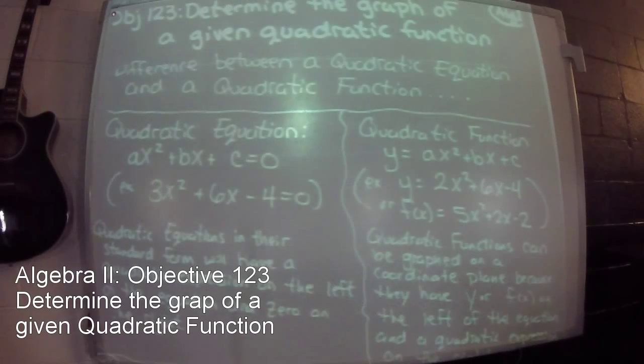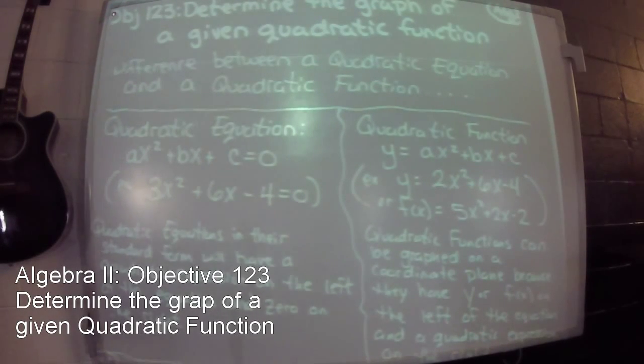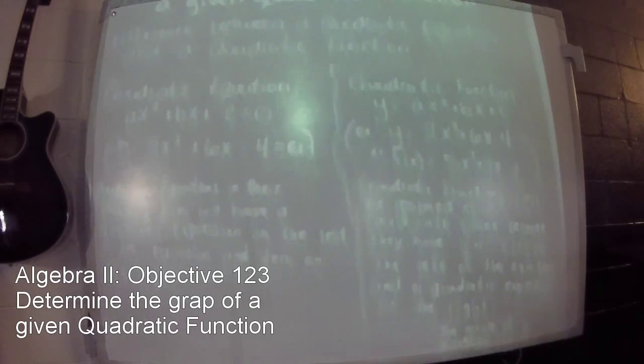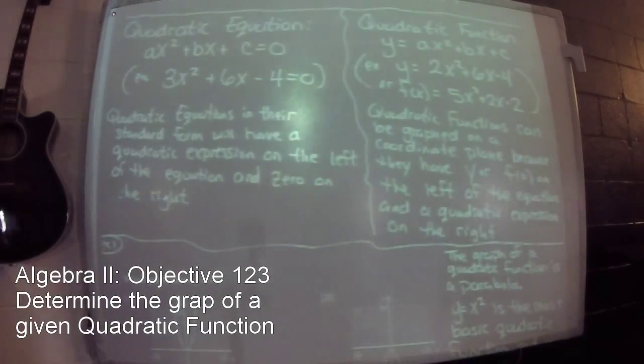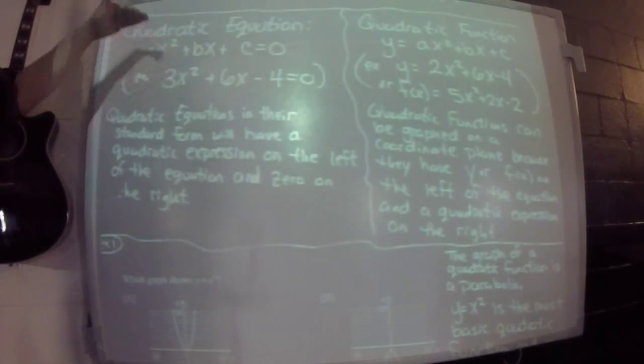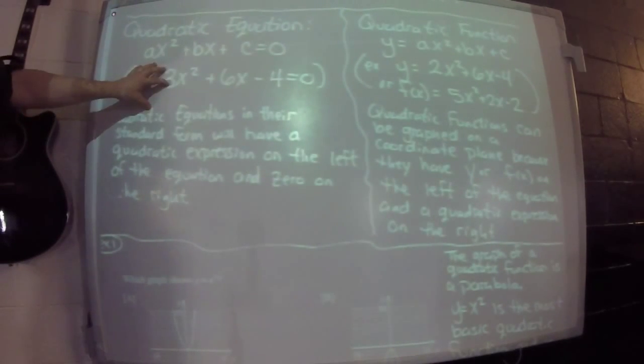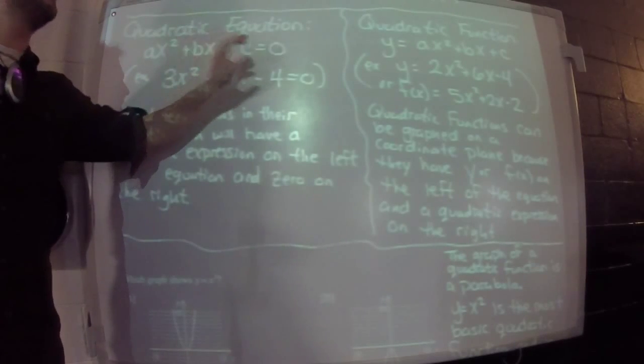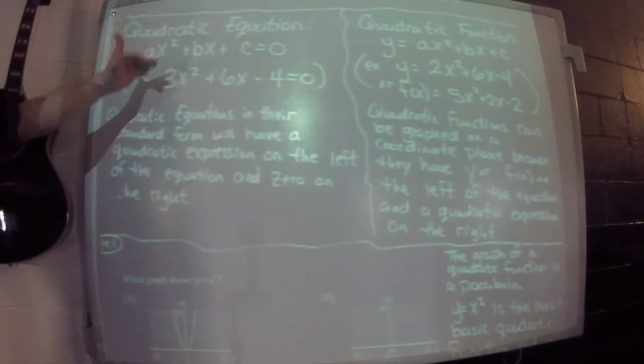123 says determine the graph of a given quadratic function. Yesterday we started talking about the difference between a regular quadratic equation and what a quadratic function means. We've been dealing a lot with quadratic equations where you have something like 3x squared plus 6x minus 4 equals 0. What made it quadratic?